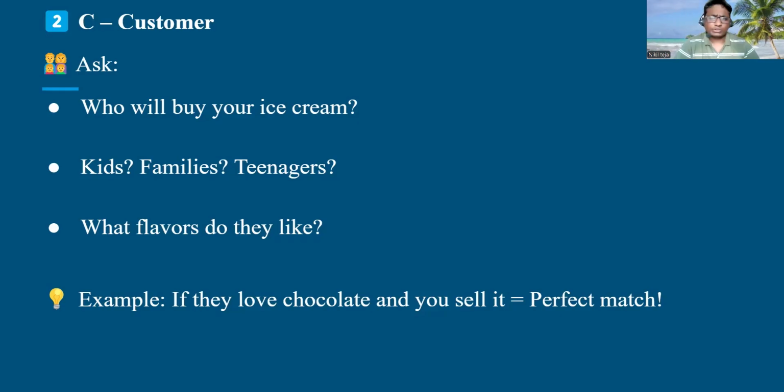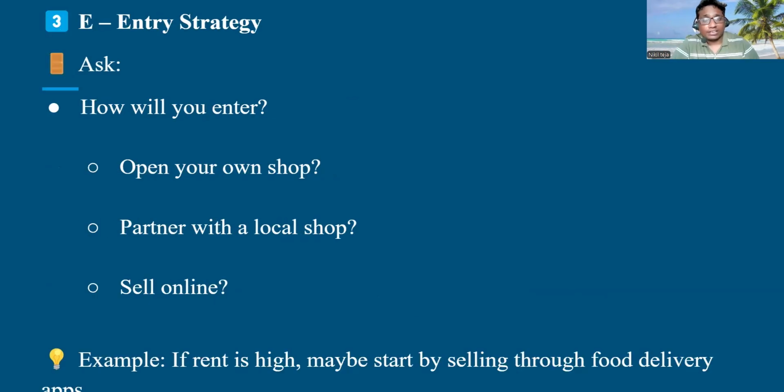Okay, so you will be doing customer analysis too. Example, if they love chocolate and you sell it, perfect match. So based upon their preferences, their behavior, we need to customize our products. So you need to do industry and market analysis in the first step, and customer analysis in the second step. The third step, you will be doing the entry strategy.